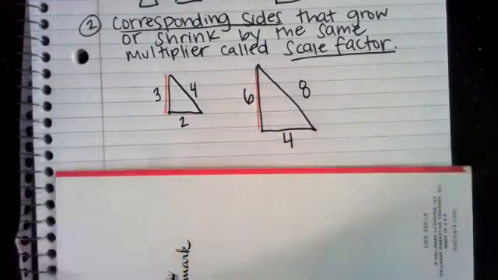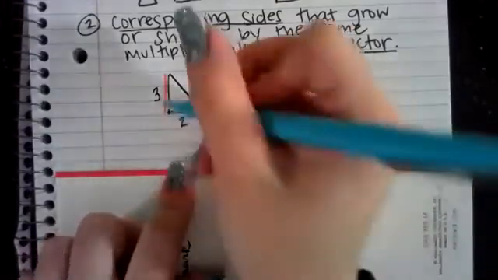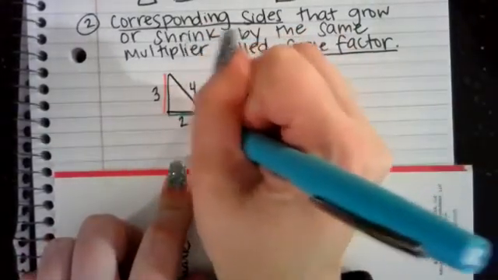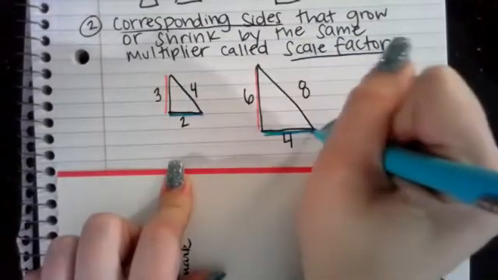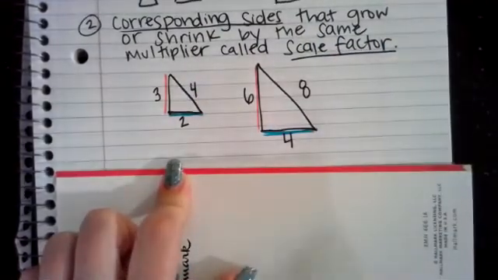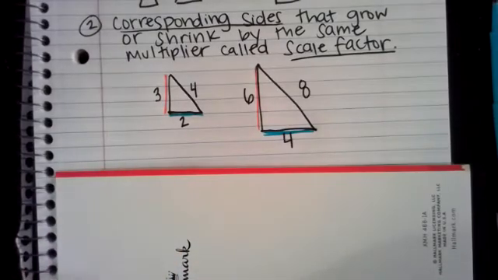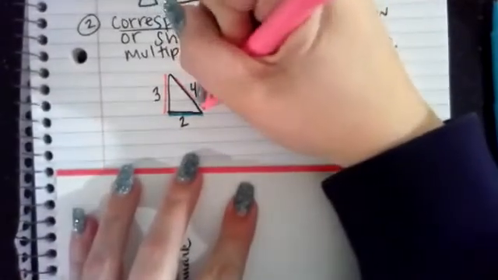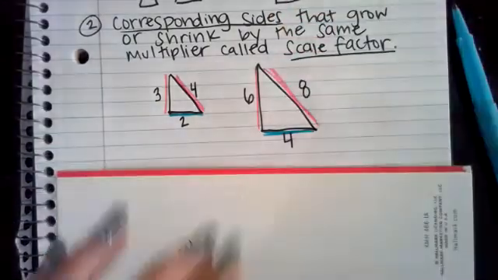I'm going to take another color. If I look at the bottom part of the triangle, this bottom side corresponds to this bottom side of the bigger triangle. And then take your last color and label the third sides. This side of the smaller triangle corresponds to this side of the larger triangle.